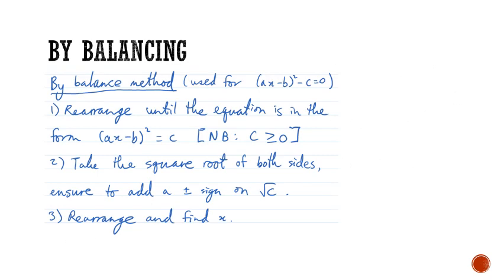This then brings us to the balancing method, where if you have a look here, you rearrange the equation when it has one squared expression and then another. You rearrange the equation so that you have c equals the rest. So the last one there, and c has to be greater than 0. As I mentioned just then, you can't square root a negative. Then you take the square root of both sides and make sure you add a plus or minus sign. If you don't add the plus or minus sign, you don't have all the solutions as I mentioned just before. Then you just simply rearrange and find x.